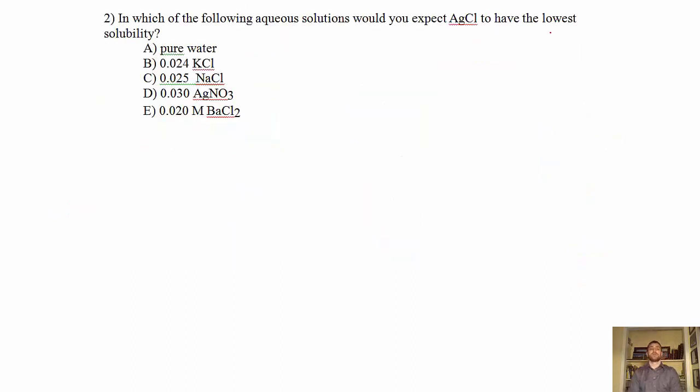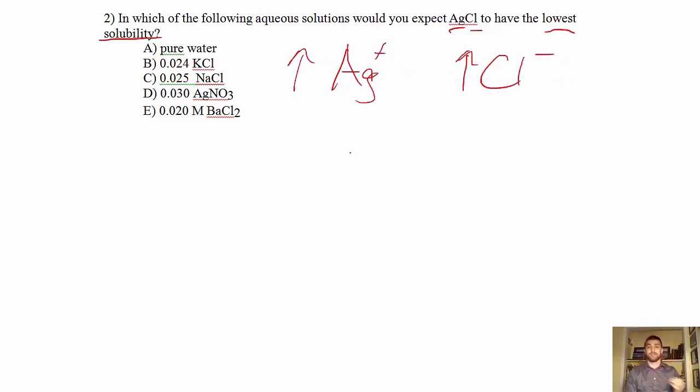So we take a look at number 2. It says, in which of the following aqueous solutions would you expect AgCl to have the lowest solubility? If we're talking about low solubility, that means we already have a lot of Ag+, or a lot of Cl-. So we're looking for the one where you're going to have the most of either. So the first one, pure water, doesn't have either. That's not going to work. We have 0.24.